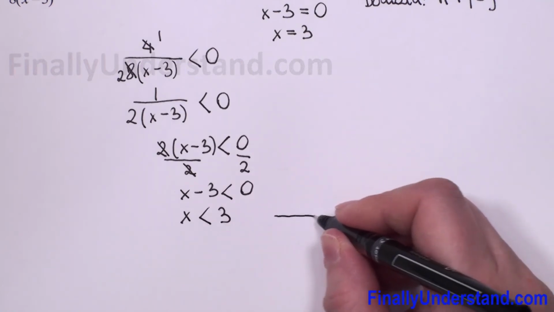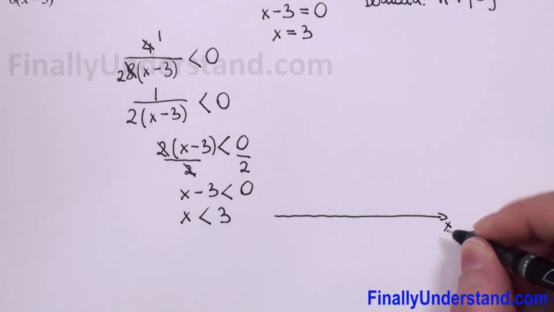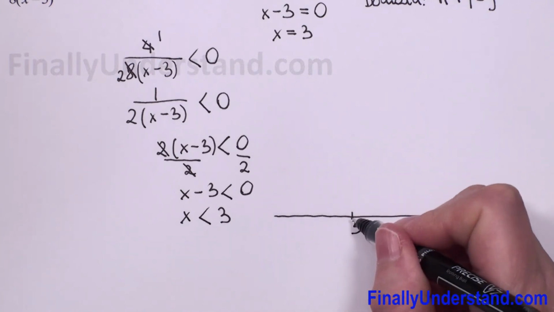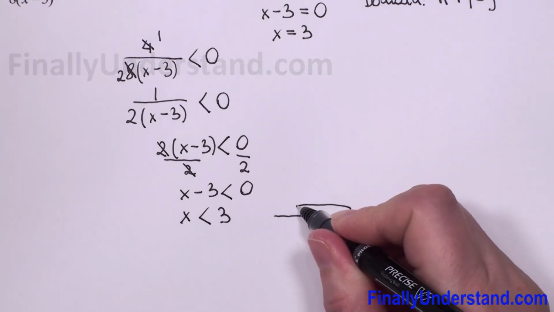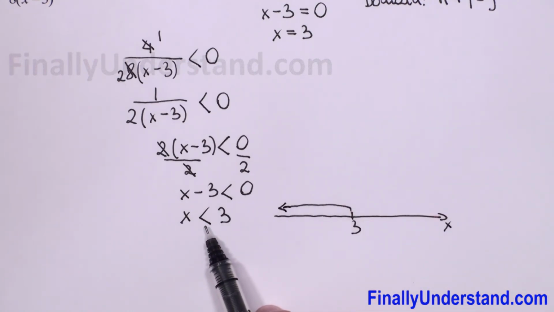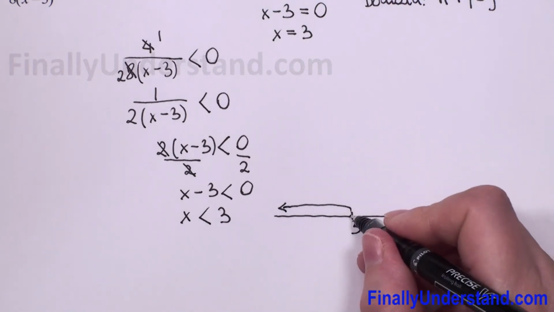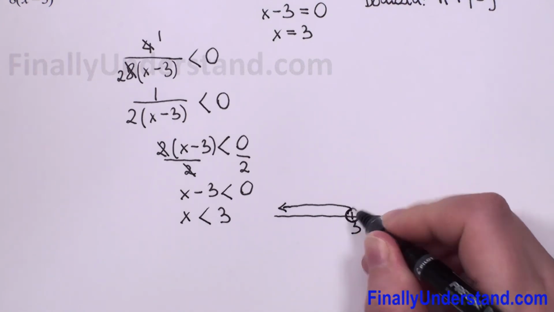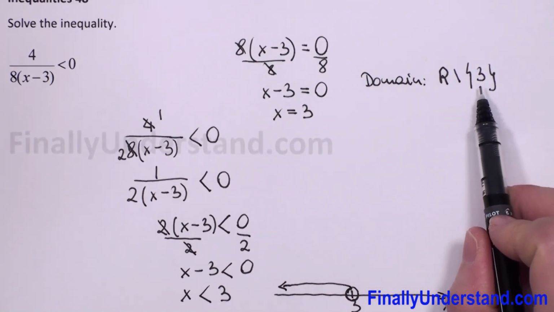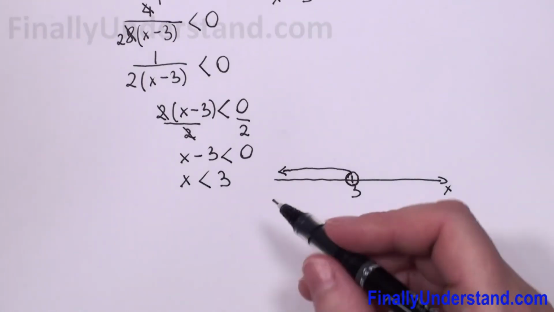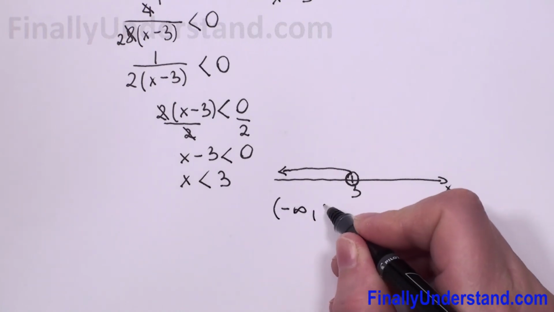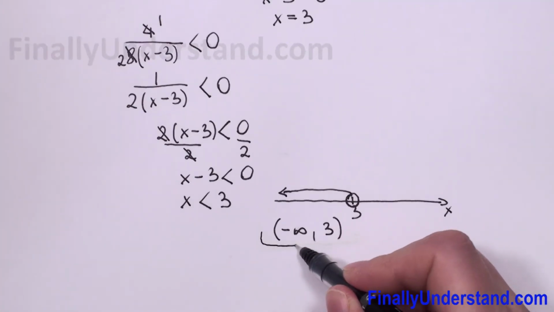Now we can draw the number line x. We have 3. We have to find values less than 3. It means we have to go to the left side, to negative infinity, and because we have the sign less than, it means 3 is not included. And also we know from the domain that 3 must be excluded. So now we can just write our interval will be from negative infinity to 3. So this is our solution.